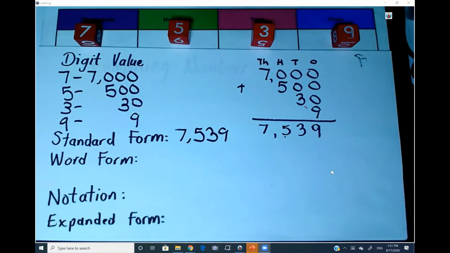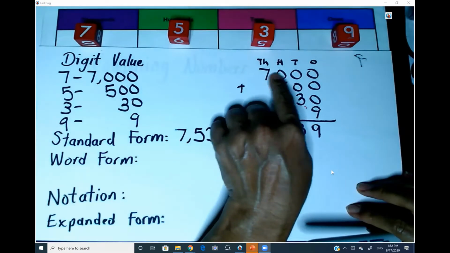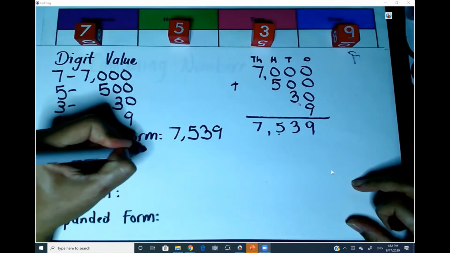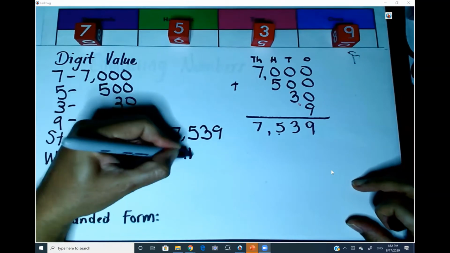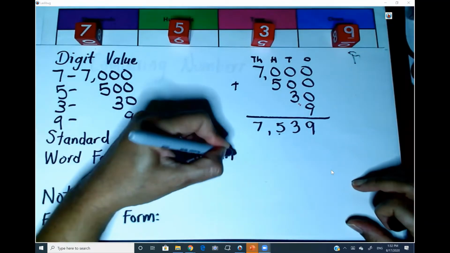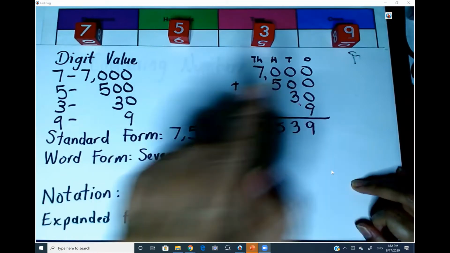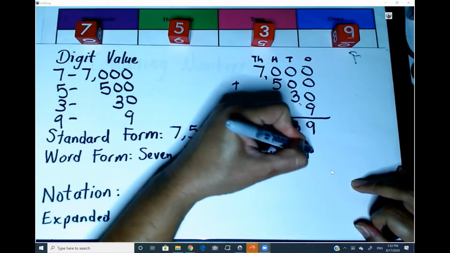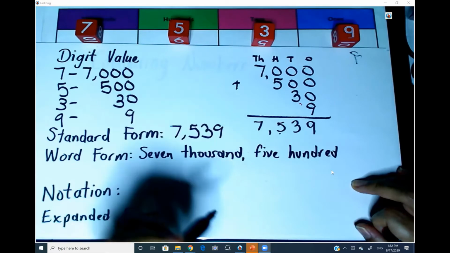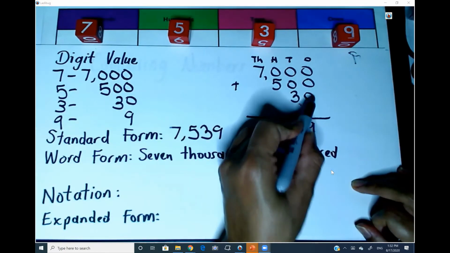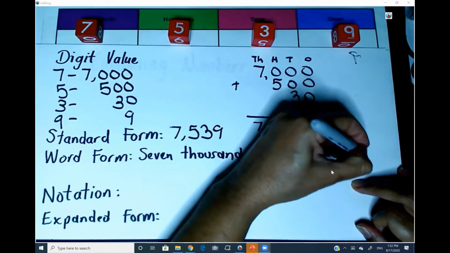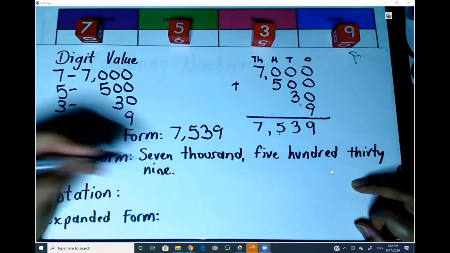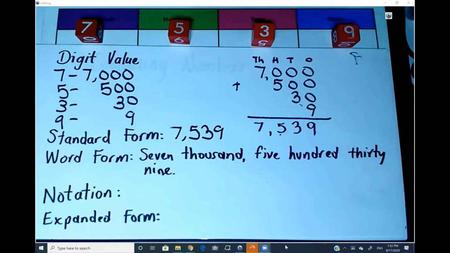Now, before that comes the word form. The word form comes from the numbers that I have here. For example, the first one is 7,000, so that's the value, and that's what I'm going to write, 7,000. Now the next value is 500, so the next word I'm going to write is 500. Avoid my comma. Then the next is 30, and the next one is 9. So when I put it with words, that is called the word form.